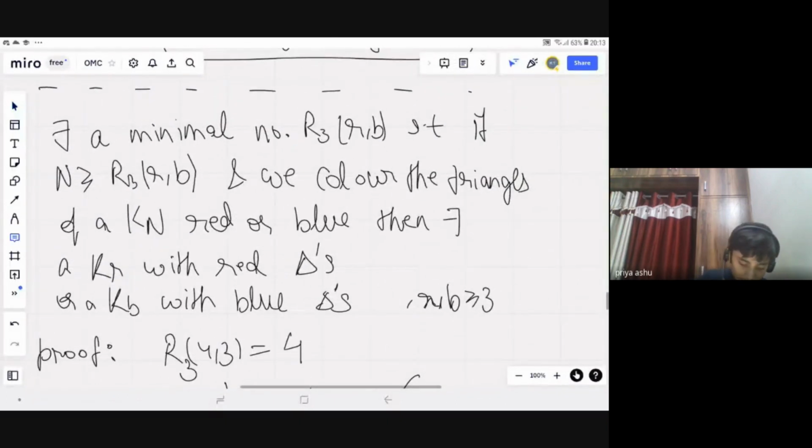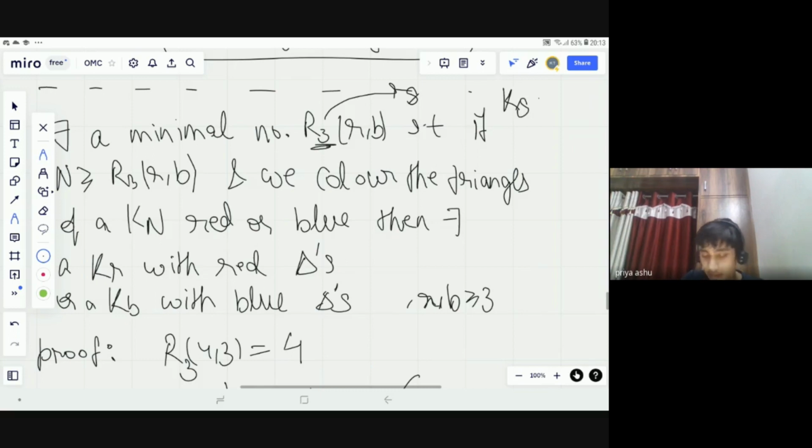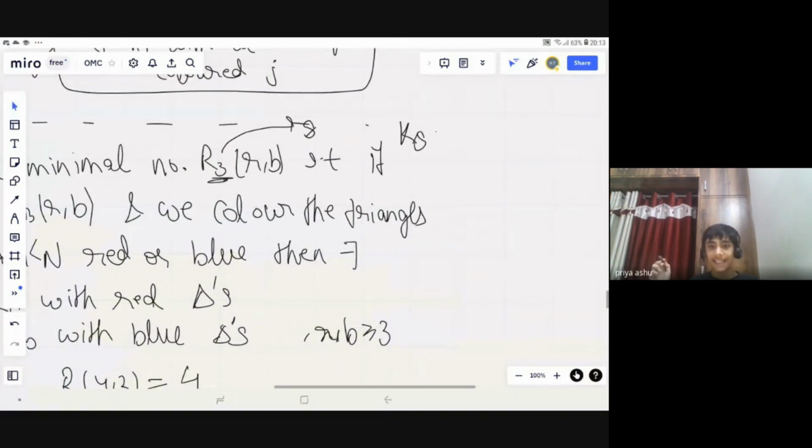Somebody was saying that this 3 can be generalized to any number S. Yes, that can be done. We can generalize this to any number S, and in that case we would be coloring a KS. A K3 is just a triangle, that's why we're coloring triangles. In that case, we would be coloring a KS.